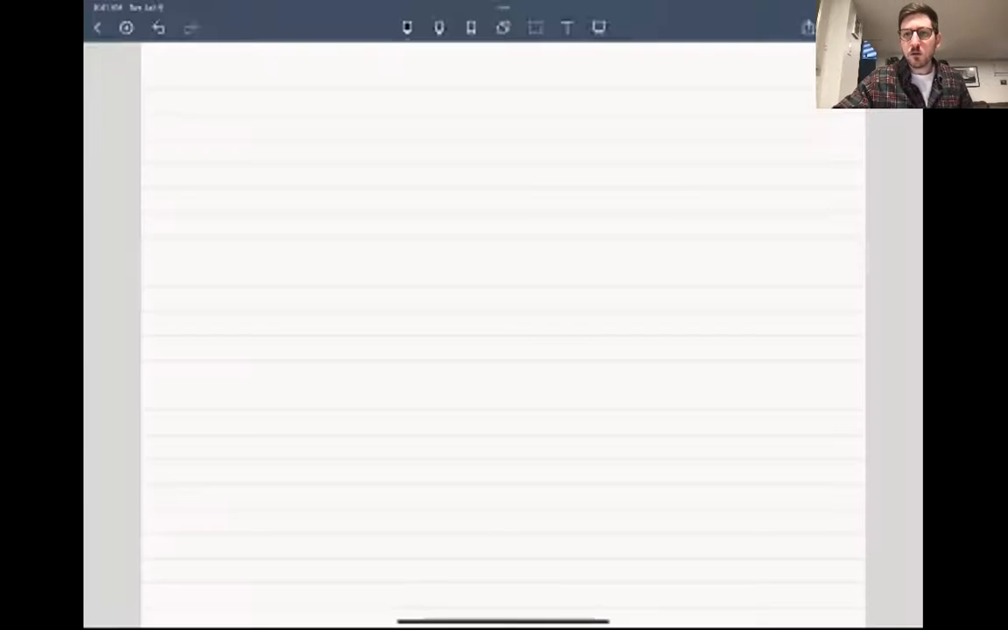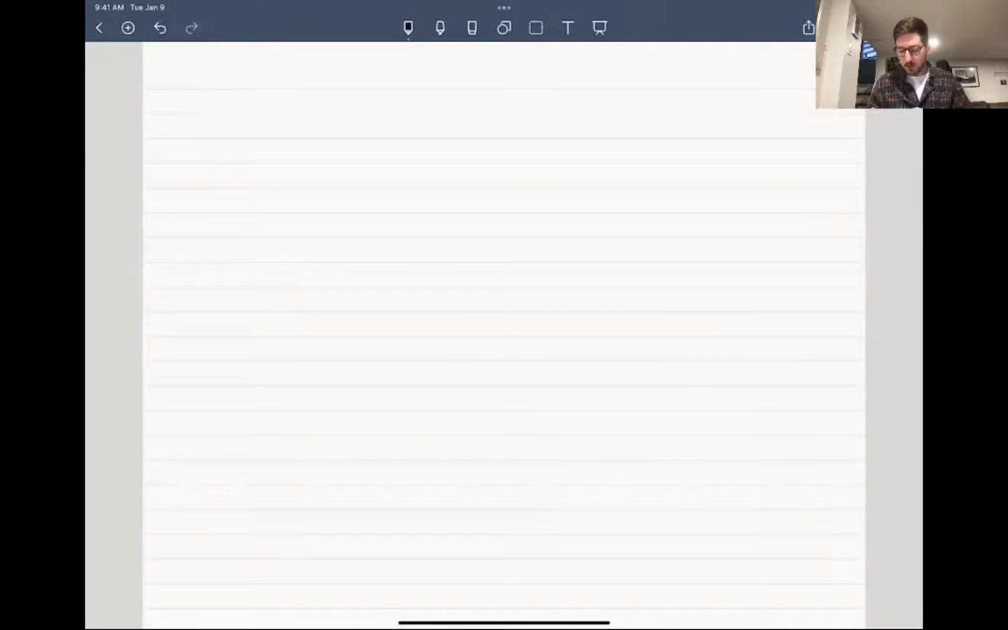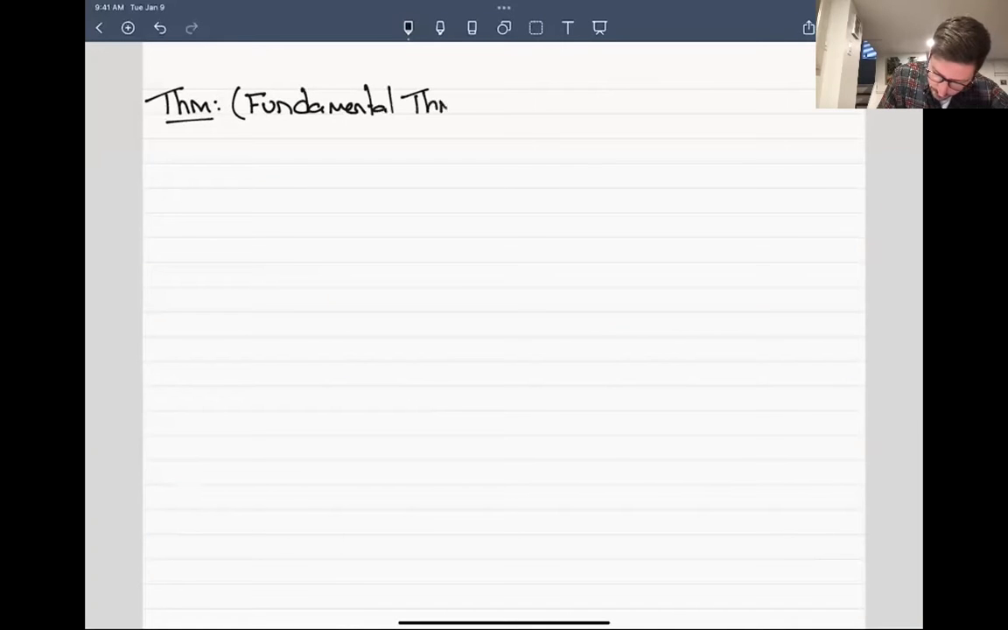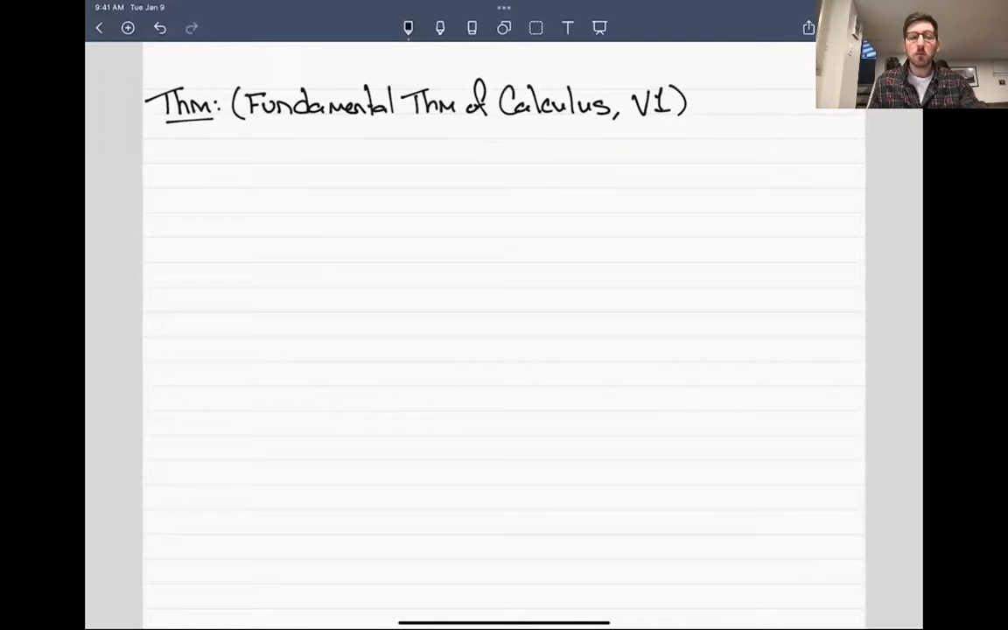Now, let's go ahead and start talking about the fundamental theorem of calculus. What we'll do is break the fundamental theorem of calculus into two parts. So we have the fundamental theorem of calculus version 1 and version 2. Let's kick it right off. Let's talk about version 1. So this is the fundamental theorem of calculus version 1, so V1. Okay, this is probably the one you're more familiar with.